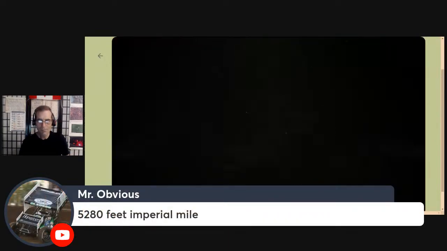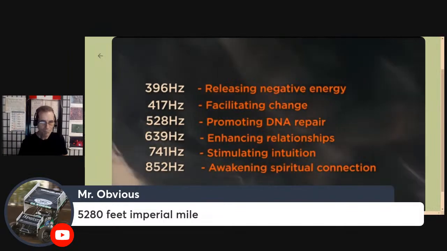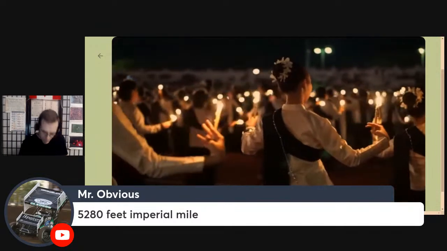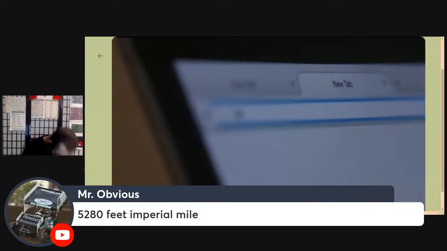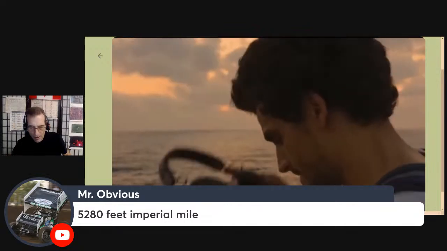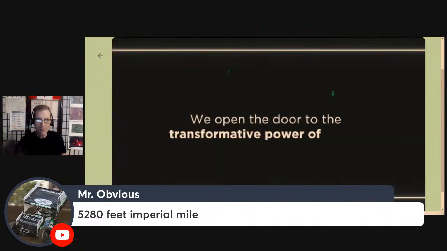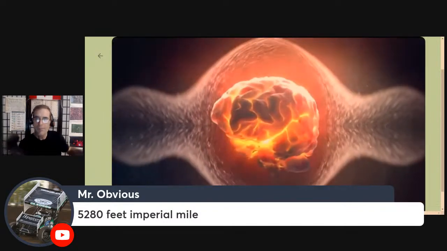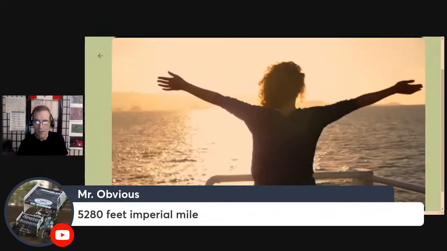In conclusion, specific frequencies hold immense potential for altering our DNA and enhancing our holistic well-being. Utilizing resources like the program available through the provided link allows you to explore and access a vast array of sounds. By immersing ourselves in these frequencies, we open the door to the transformative power of sound, potentially unlocking the ability to positively influence our DNA and experience profound well-being.